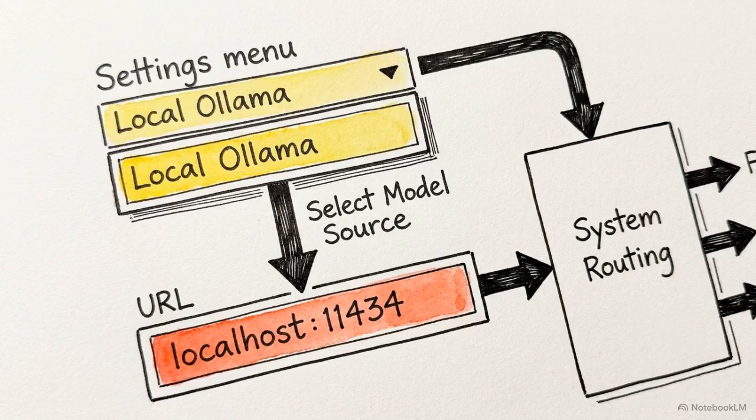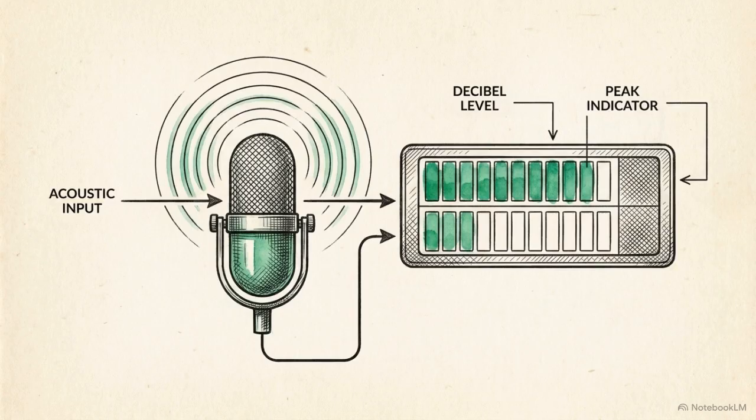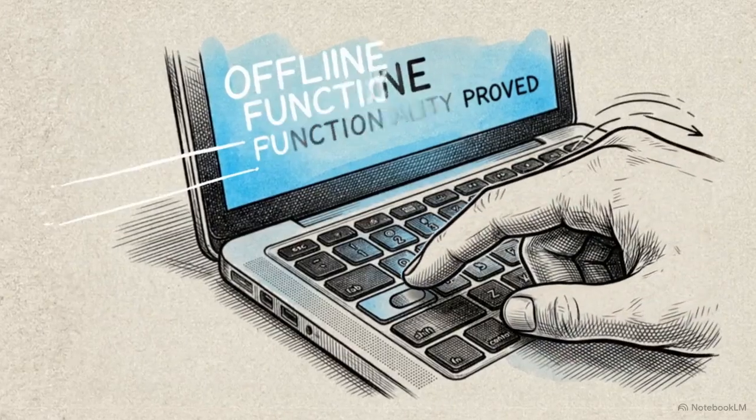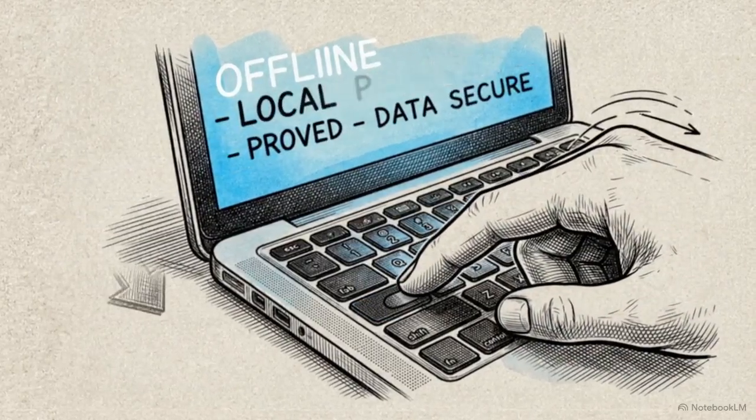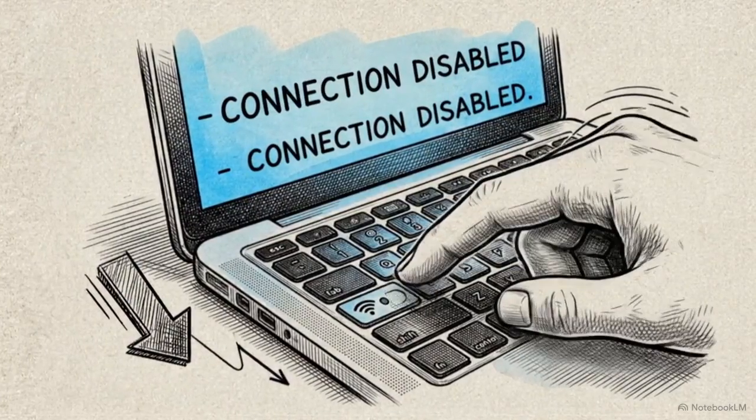Now tell your meeting application to use this brain. Set the LLM provider to local Ollama and enter localhost:11434 as the URL. Select the System Audio plus Microphone option, hit the record button, and speak a few sentences to test the input. To verify the system is private, disable your Wi-Fi connection. You will see that the transcription and analysis continue to run entirely offline.